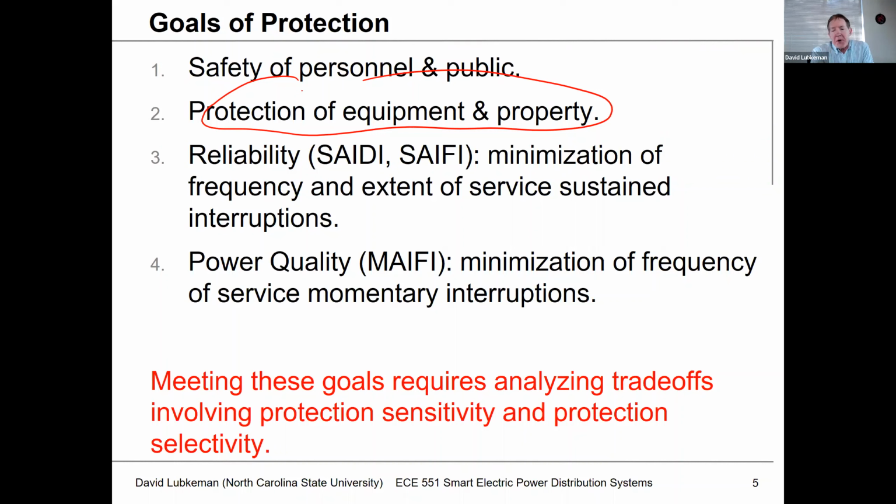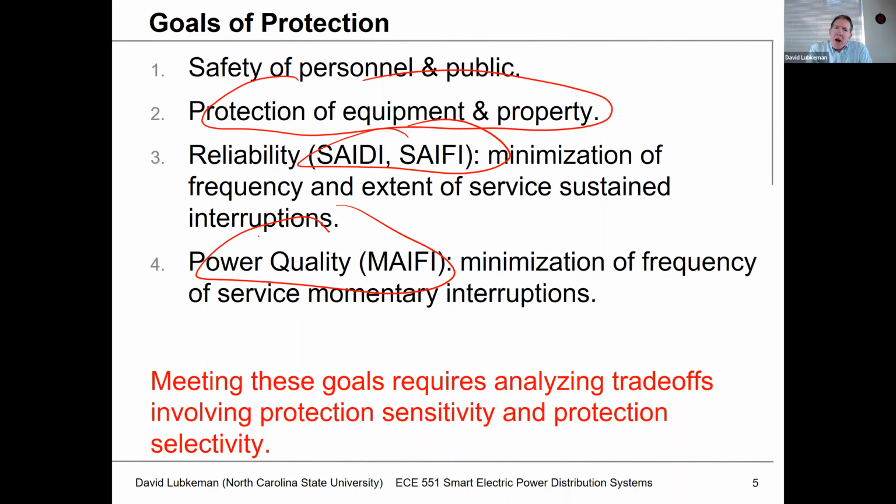Once we've met these goals, then we can start to look at the impact on reliability. We haven't talked about this yet, but we're going to have outage duration and frequency of interruption metrics that we want to try to minimize through the proper use of protection on the circuit. And then finally, we would also be concerned about power quality. This gets into what we would call momentary operations, where we want to minimize the number of low voltage sags and also blinks on the circuits that are caused by the operation of protection devices.